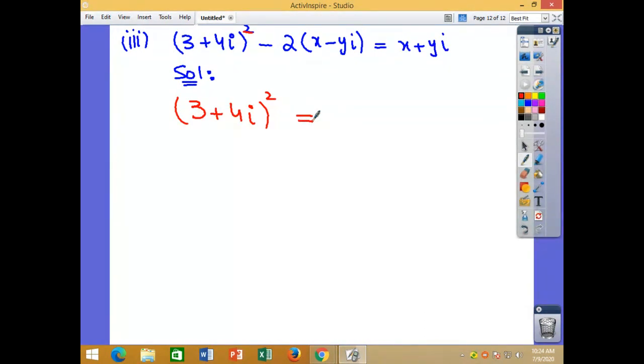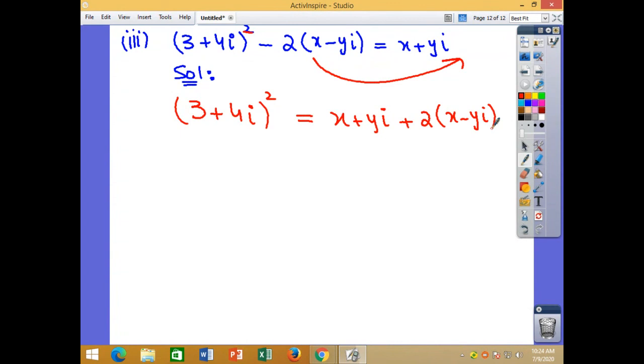When we shift this term to the right hand side, it is negative on the left hand side, and when it shifts to the right hand side it becomes positive. First of all we write x + yi on the right hand side, and we write positive (2x − yi), because on the left hand side this term is negative, and when it moves to the right hand side it becomes positive.